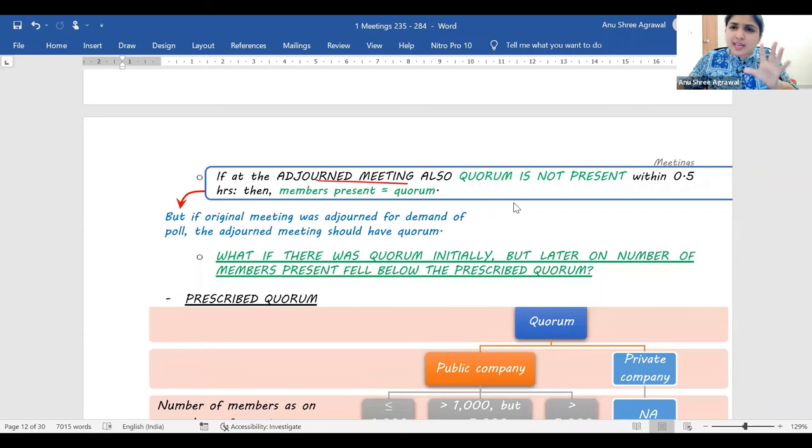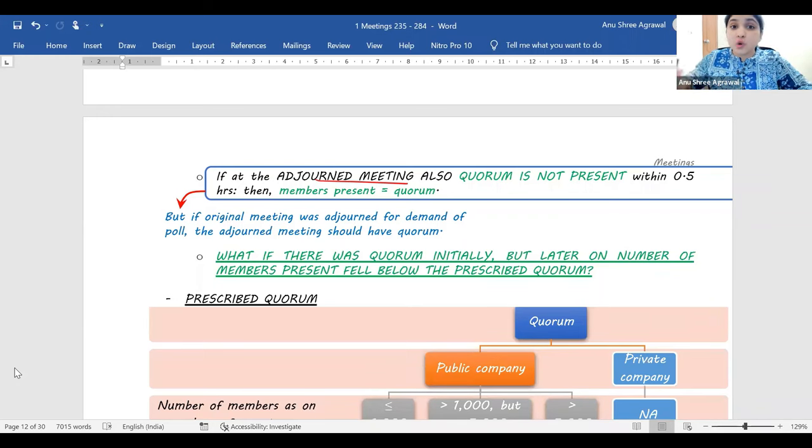Then, is it enough that quorum is there initially? Or should quorum be there before every business, before every matter of discussion? Quorum should not only be there in the beginning, it should be there before every matter of discussion. In the beginning, we need quorum because only then can we start the meeting. But even before every matter is discussed, there should be quorum. Before any particular matter, if there is no quorum, then that matter's discussion itself will become invalid.